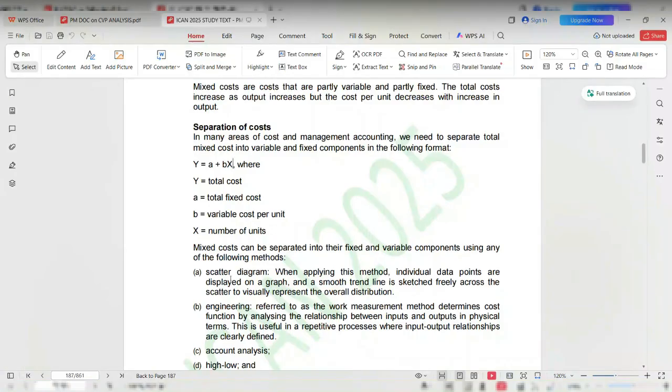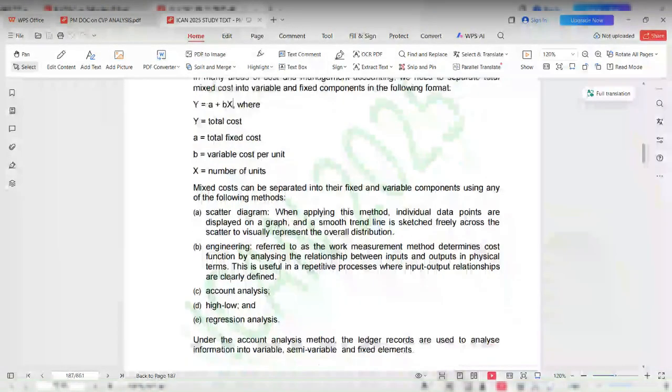So we can use the scatter diagram. We can use the engineering method, referred to as the work measurement method, which determines cost function by analyzing the relationship between input and output in physical terms. This is useful in repetitive processes where input-output relationships are clearly defined. We have the account analysis method, the high and low method, and the regression analysis method. I've mentioned this the other time.